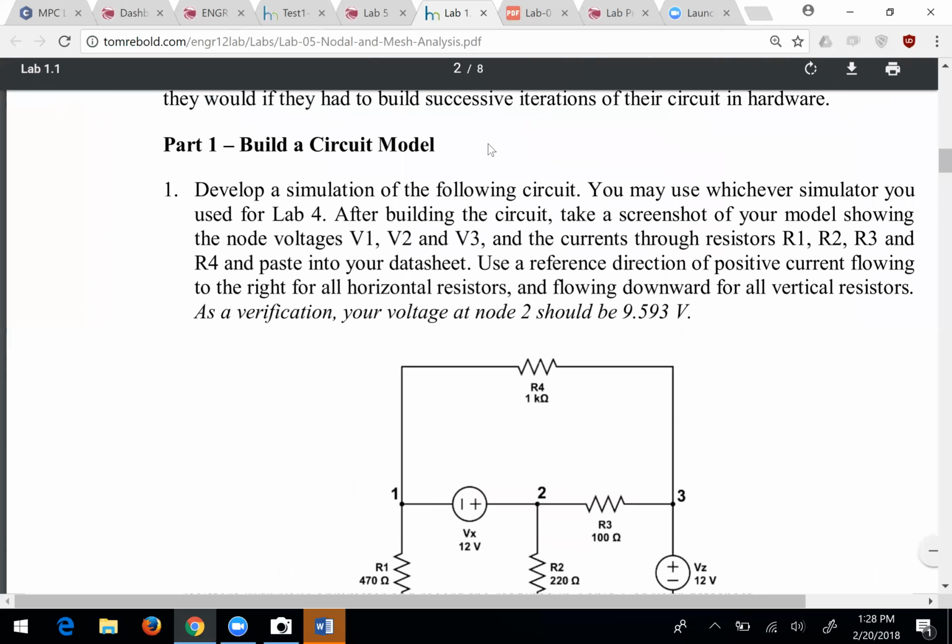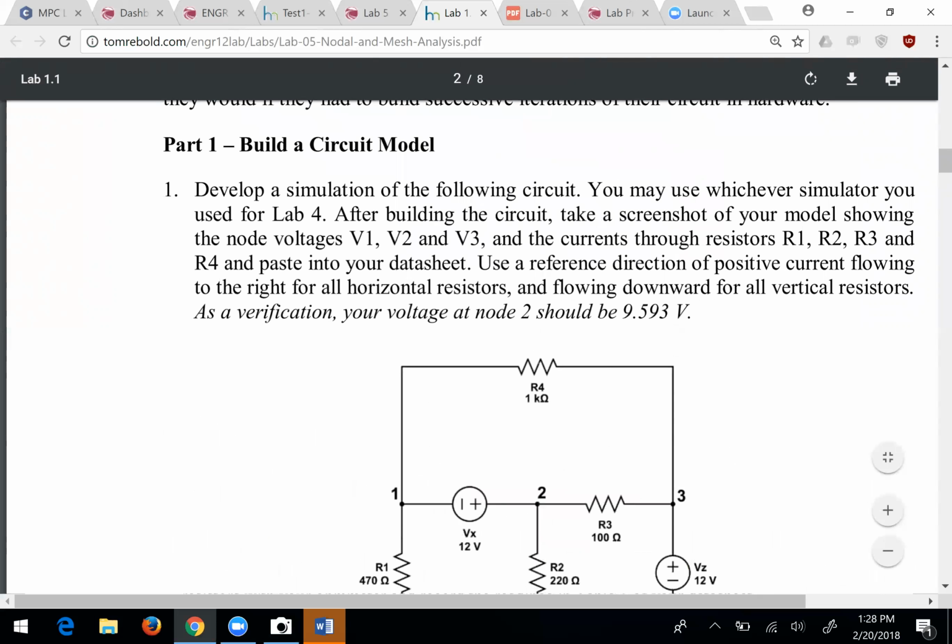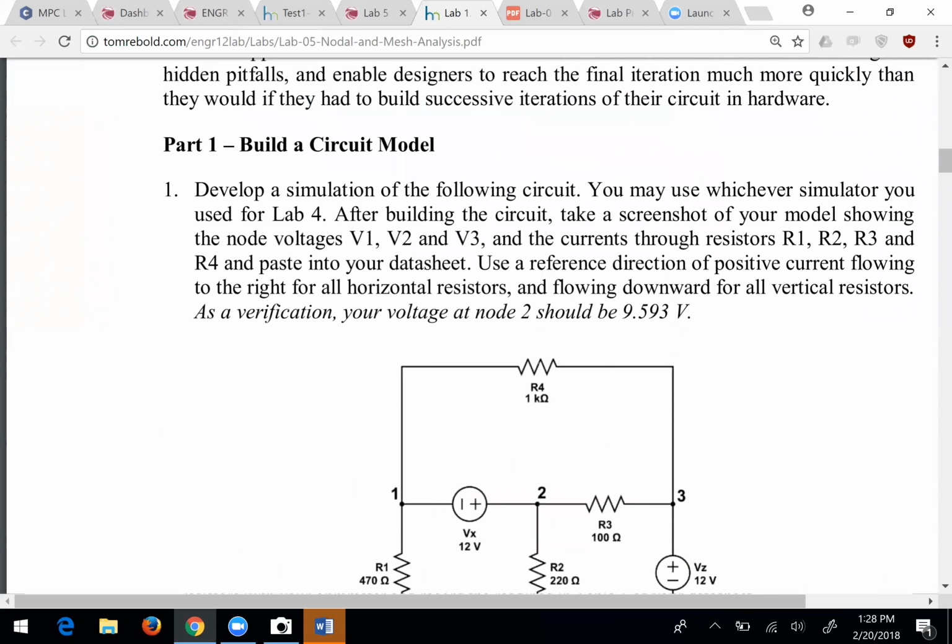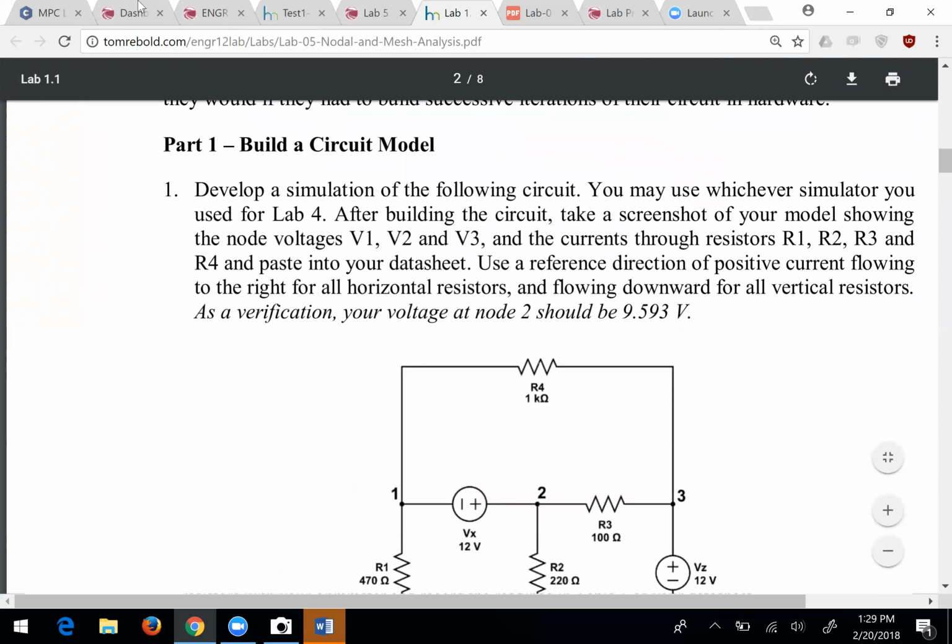And the first step is to build a circuit model using whichever simulator you use for Lab 4. That means for everybody except for a couple folks, that means Circuit Lab. So you can log into Circuit Lab using one of those accounts if you want, or if you use your own, that's fine too. And you'll include a screenshot of that.